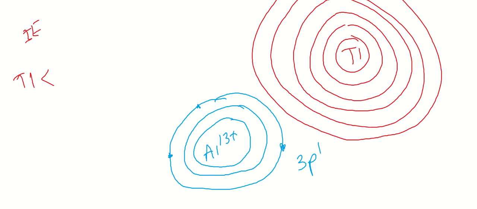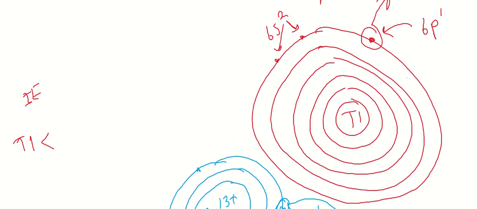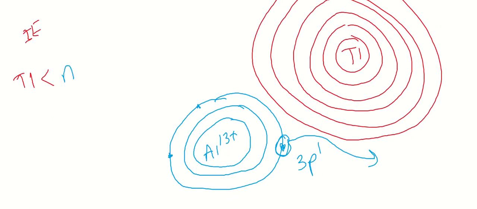Let me do the two aluminums here at the same time. The energy to remove that guy, all right, there's some amount of energy. It's clearly going to require more energy to remove aluminum's 3p1 electron than it is thallium's 6p electron. So we know that. So I'll put aluminums.